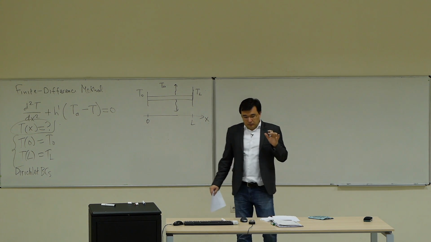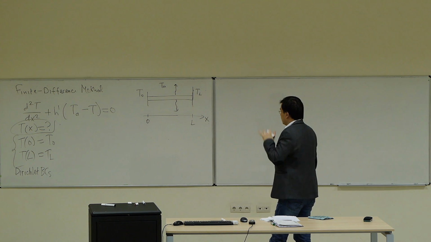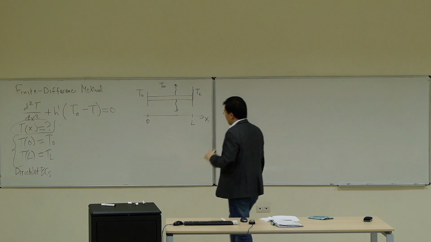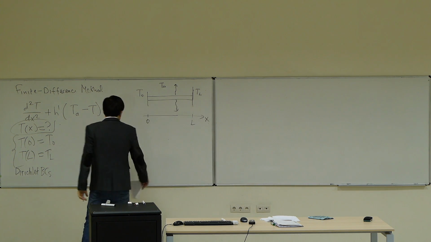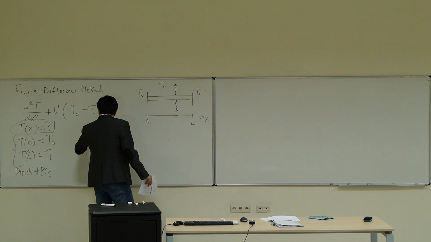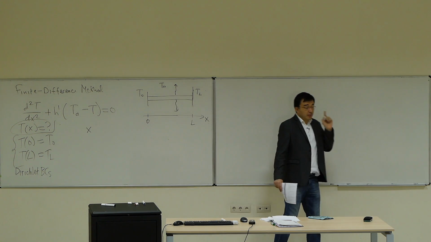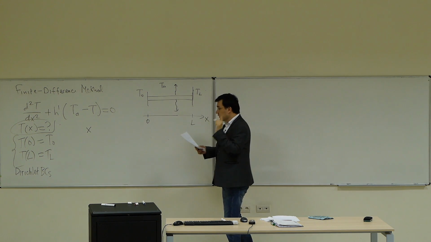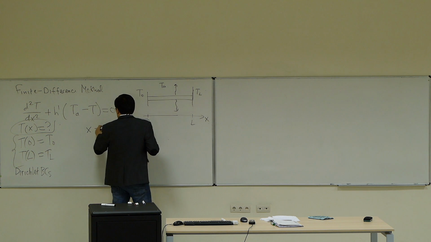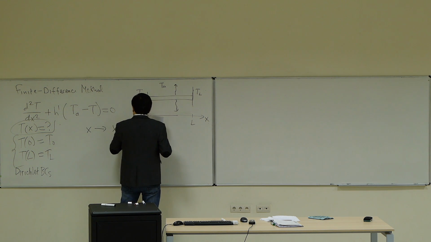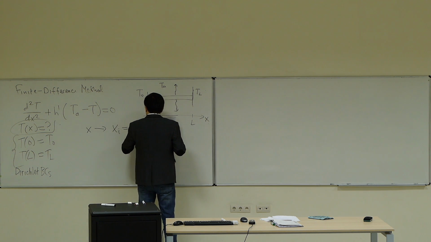Now, the finite difference method. What is the idea behind the finite difference method? Instead of getting T at every possible x, I look for T at some specific discrete values of x. From continuous x, I go to discrete x. I call it x_i, equal to i multiplied by some delta x.